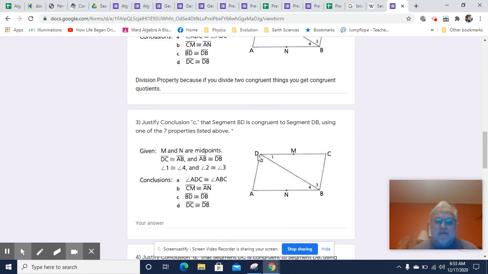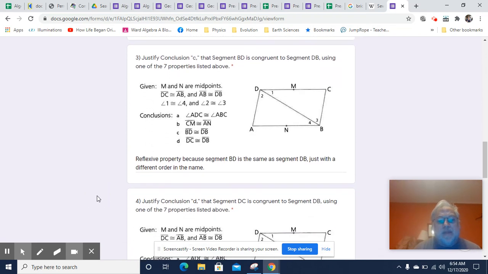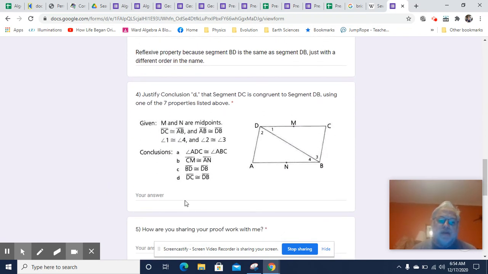Conclusion C. Segment BD is congruent to segment DB. Now, this is BD and this is DB. They are the same dang thing, so reflexive property, because segment BD is the same as segment DB, just with a different order in the name.